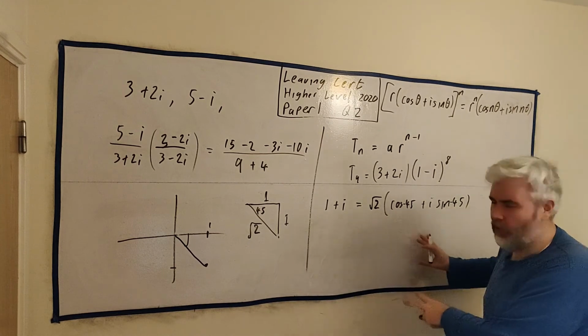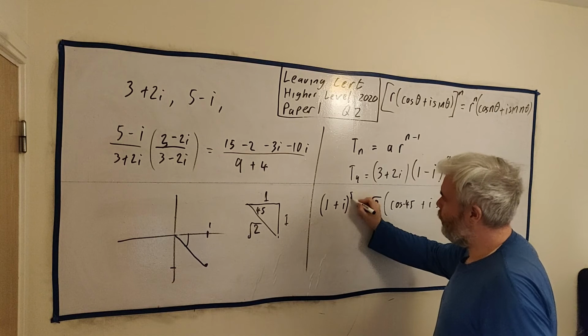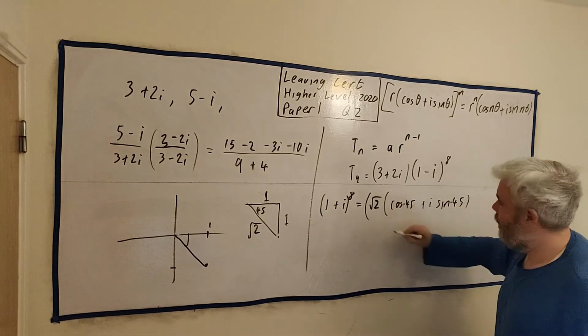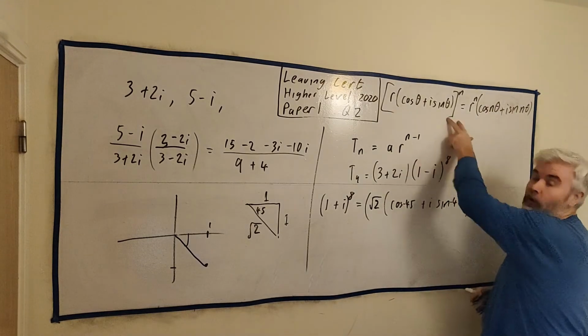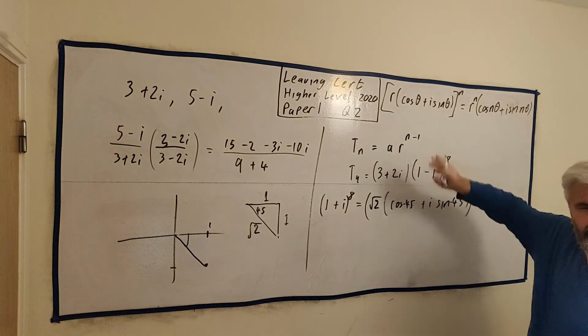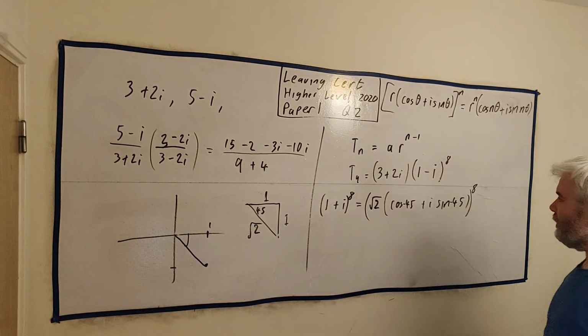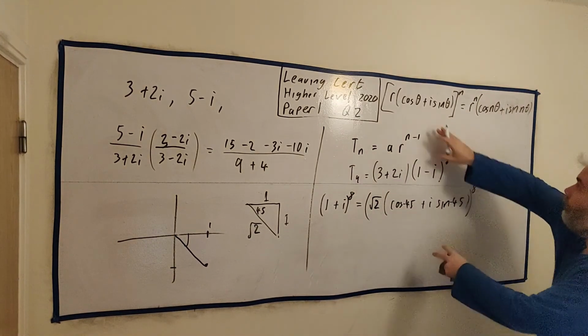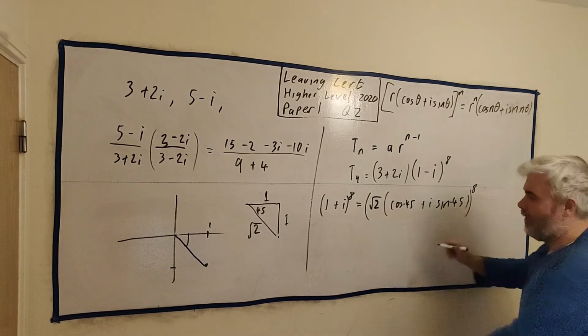To save writing out another line, although you should probably write another line here, I'm going to cheat and just put it to the power of 8. Now this is where I'm using De Moivre's theorem. This is why they told us to use De Moivre's theorem here. They wanted to give you a hint to go down this path. De Moivre's theorem is quite straightforward with something like this. We get r to the power of 8, it's this guy to the power of 8.